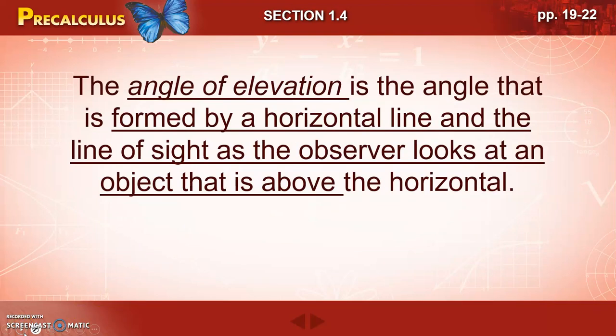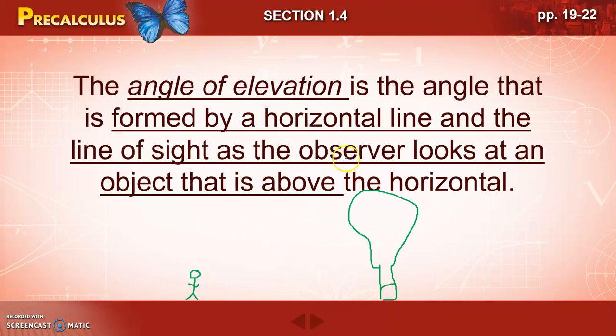The angle of elevation is the angle that is formed by a horizontal line and the line of sight as the observer looks at an object that is above the horizontal. So let's imagine that here you are, you're standing here on the ground. Must be down in Georgia since we've got some red clay underneath our feet here. And you are watching maybe, I don't know, a hot air balloon. So this is going to be a very poorly drawn hot air balloon.